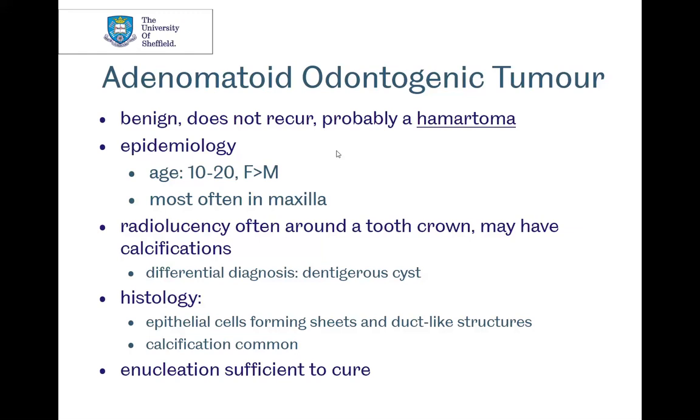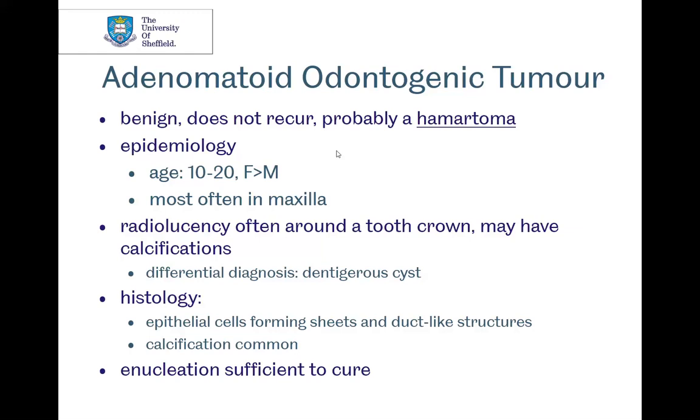What about adenomatoid odontogenic tumour? Well, this is a bit different. This is a benign tumour, but it is not an expansile and destructive lesion. And in fact, when treated, it doesn't recur. And many people believe that rather than being truly neoplastic, that it's a hamartoma. And that is borne out by the fact that it tends to occur in patients who are in the growth period, so it's from ages 10 to 20, more common in females, and most often in the maxilla, in particular associated with unerupted upper canines.